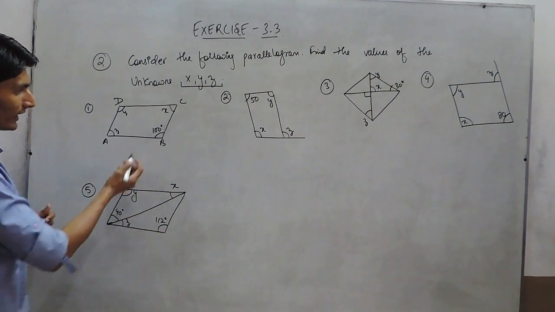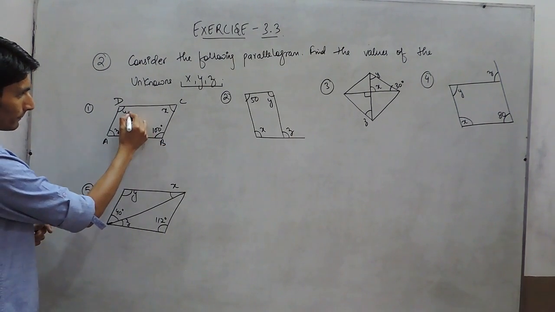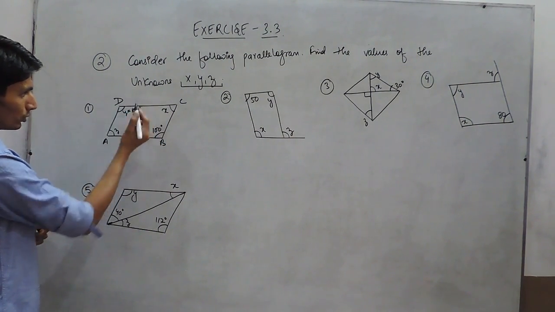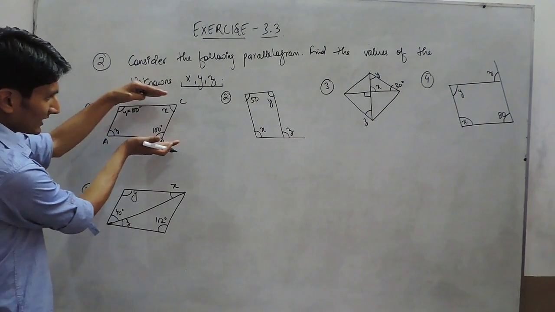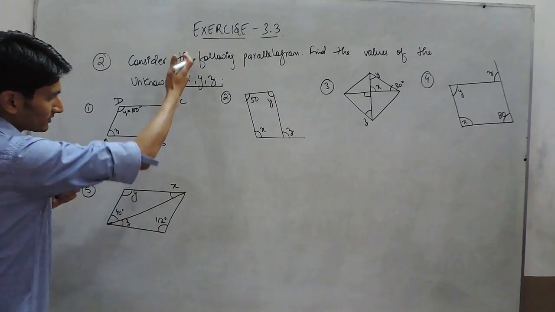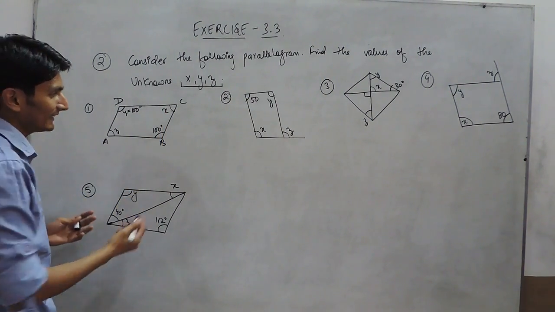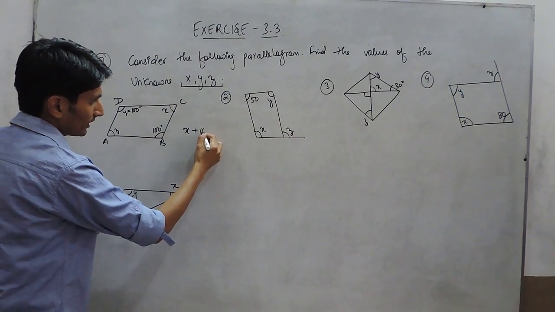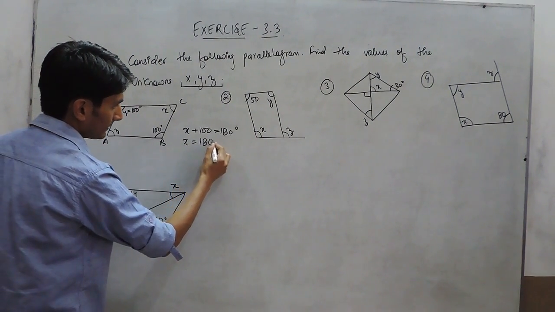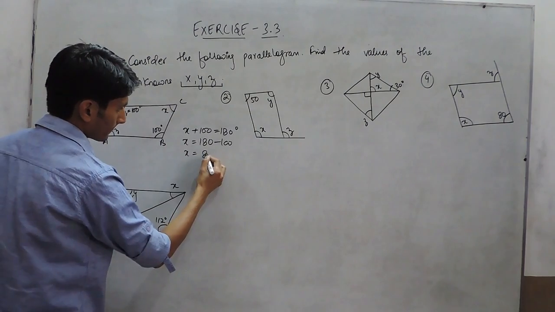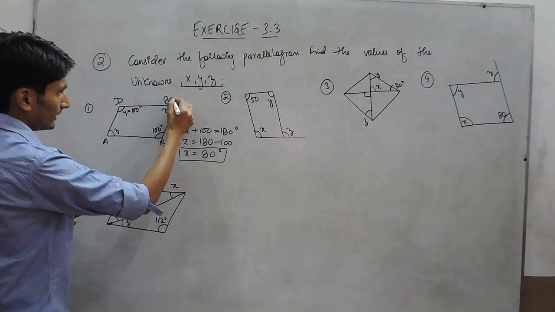In a parallelogram, we know that opposite angles are equal. So the angle opposite to B must be equal to 100 degrees. Again, in a parallelogram, two lines are parallel and one is transversal, so the sum of interior angles must be equal to 180 degrees. So x plus 100 must be equal to 180 degrees. So x must be 180 minus 100, so x must be 80 degrees.